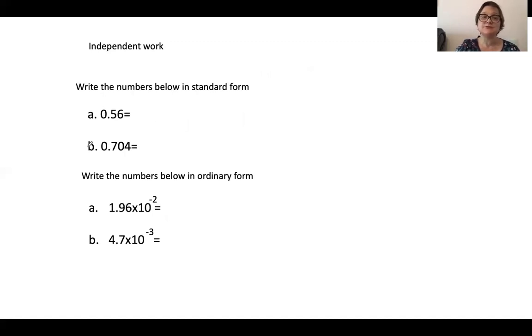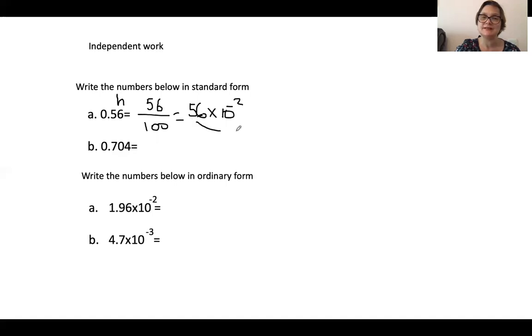And here is your time to work independently. The first two numbers you have to change from ordinary numbers to standard form, and then here from standard form to ordinary numbers. Remember, to change to standard form, write the number as a fraction. So this one here, the last digit is a hundredth, and this is where you get the denominator, so hundredths. So digit 6 is a hundredth, and then write the number as a whole, 56 over 100, and then continue. It becomes 56 times 10 to the power of minus 2.